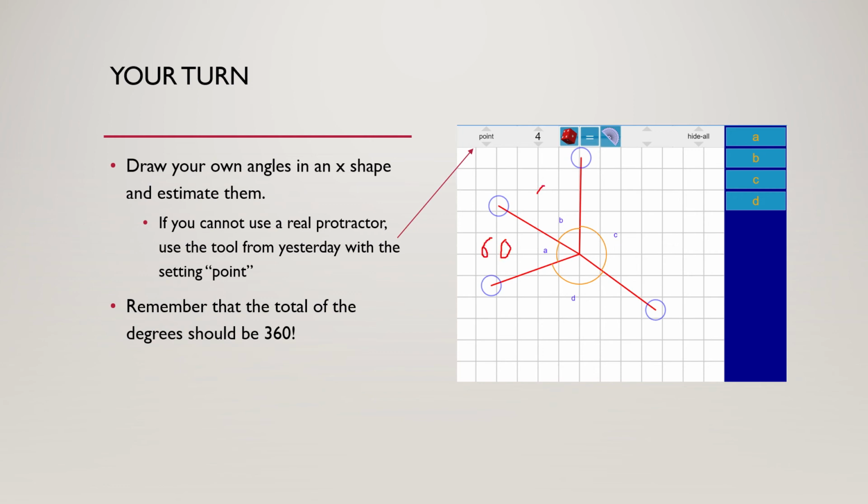I think this one is also about 60, so I think together they'd be 120. And then I might say this is 120, and this is 120. And now all together, 60 plus 60 is 120, plus 120 is 240, plus 120 is 360. So I think that this is a good estimate. I might be a few degrees off.